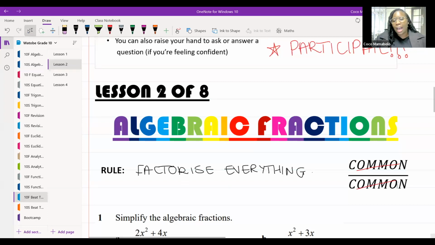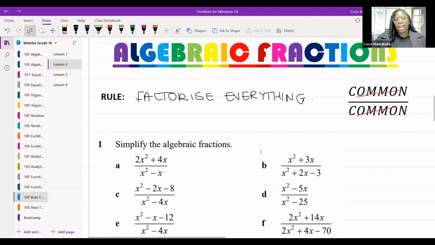All right, so let's see how we actually put this into practice. Now, if we look at A over here, guys, if we look at the top, don't forget, guys, what is our default setting? What is our default setting, guys? Good. It's HCF. So look at the top, guys. What can we take out as a common factor on the top? Good. You, Amogelang, you are on fire. It's 2x. So we're going to take 2x out. And what do I have left? I'm going to get x plus 2 left.